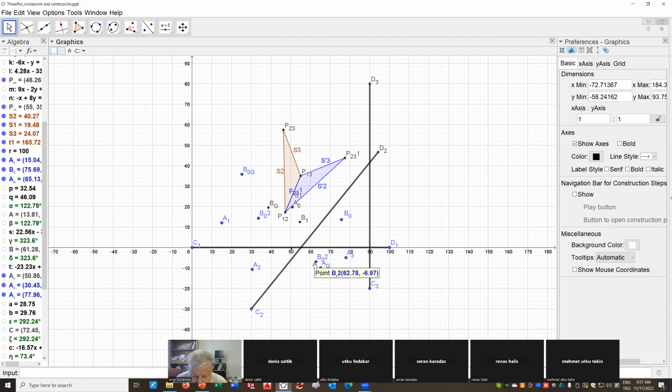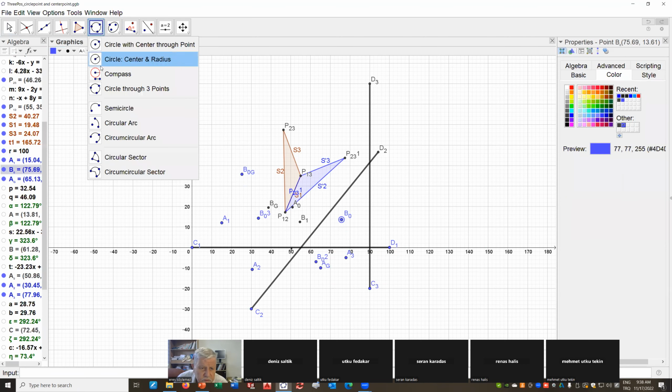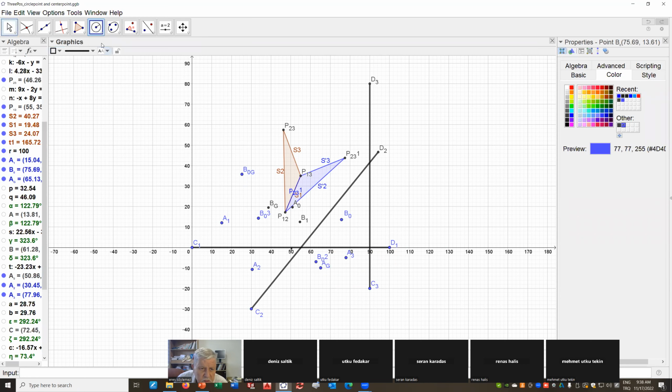Did I do something wrong? No. B0. I have taken the image of B0 with respect to side 1, BG. It's not going to be B1. I have to determine the, yes.